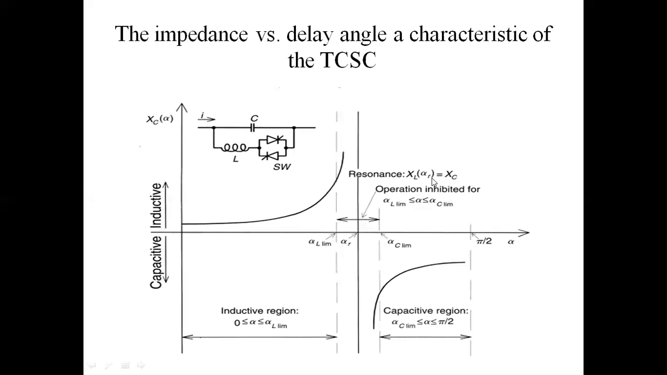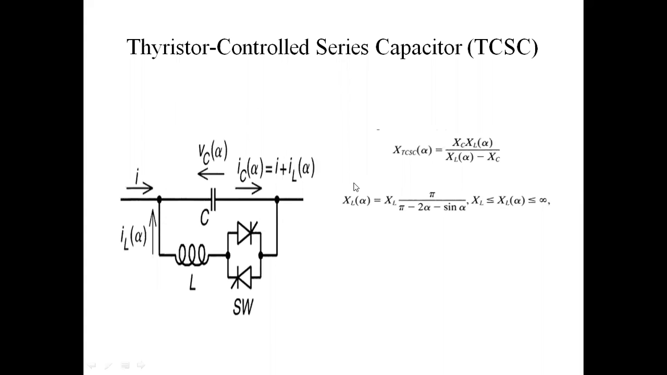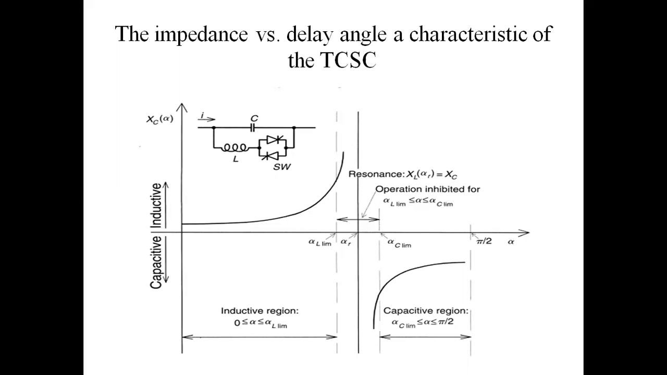Okay, this is the resonance condition. XL is equal to XC. These are the characteristics. This is the circuit diagram, TCSC. This is the impedance versus delay angle characteristics of TCSC.